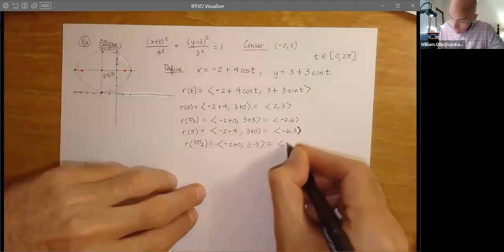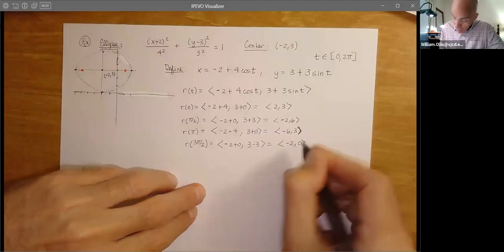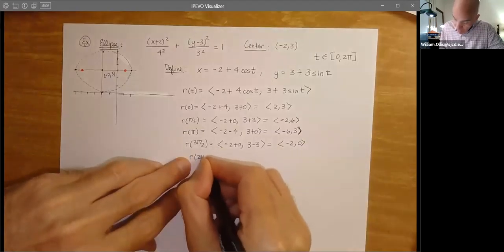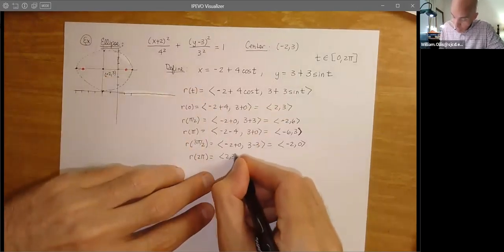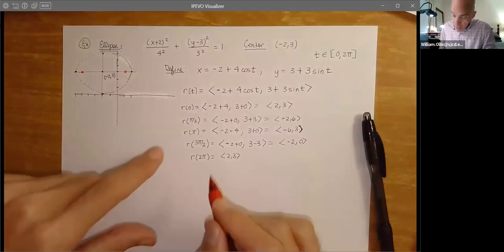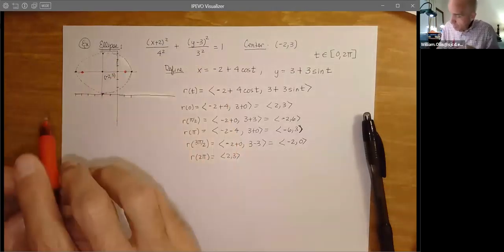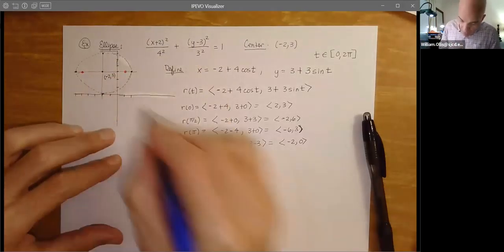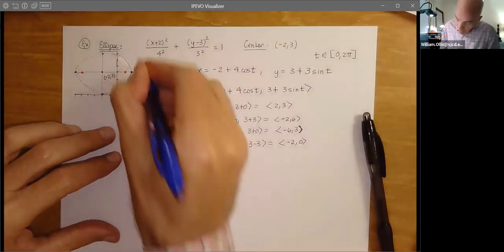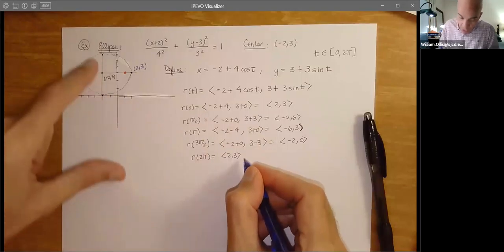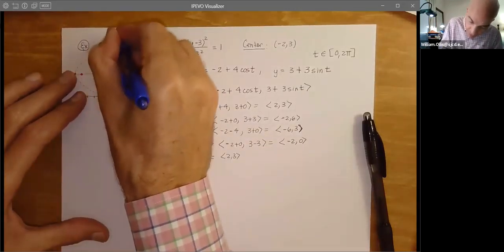And then r of 3 pi over 2. So again, this will be 0. So we get negative 2 plus 0. And then of course the sine of 3 pi over 2 gives us a negative 3. So this is 3 minus 3, which is negative 2, 0. And then of course at 2 pi we're back up to here, to 2, 3. We don't have to do that again.